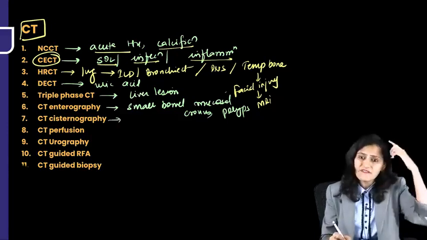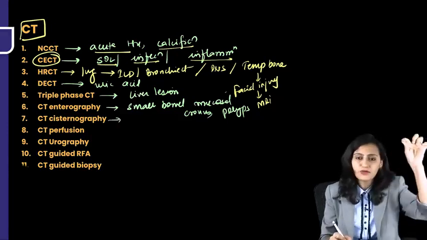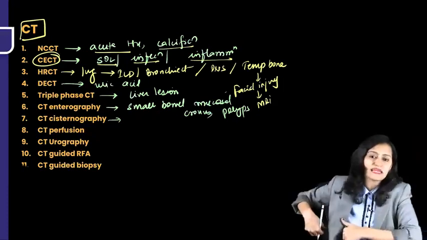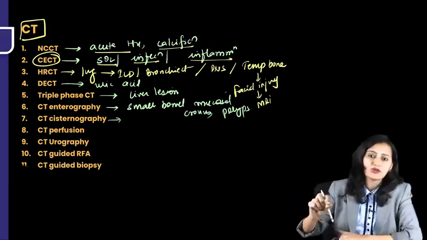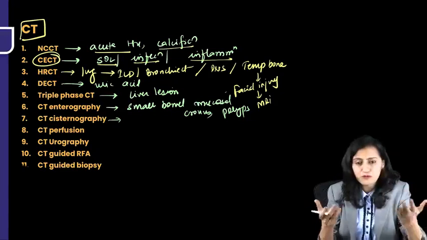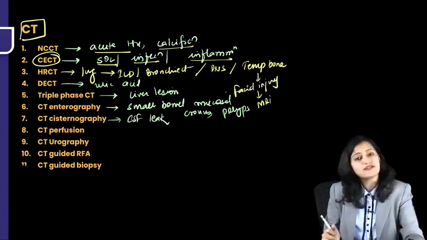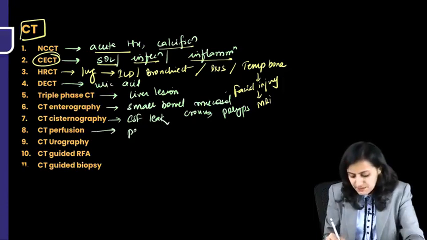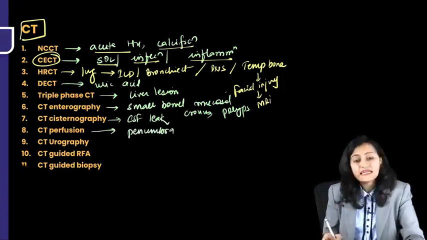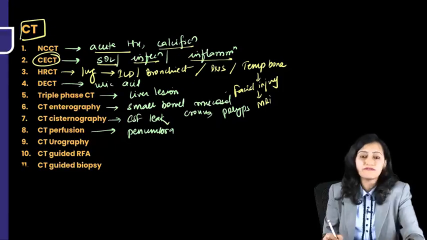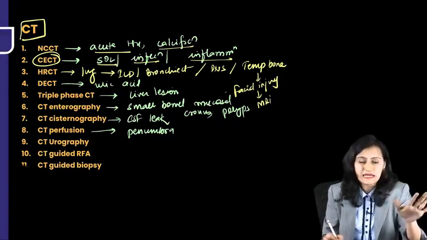CT cisternography. Basically we put contrast in the cisterns. How? By doing a lumbar puncture-like procedure. We put the contrast there. We give the prone position. We look for the CSF leak. So this is basically done for CSF leak. CT perfusion helps us in evaluation of penumbra in a patient of stroke, acute infarct. How much is the salvageable area?